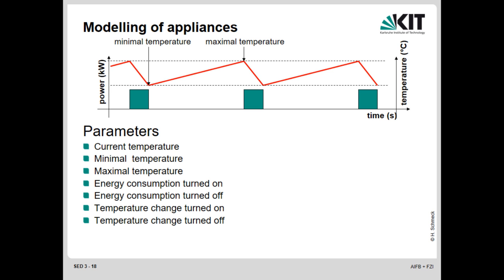Let's look at one of those devices, a typical device. A typical device could be a fridge. Like here we have the example of a fridge or of a freezer. And we assume that we have a temperature corridor that shows how we can operate that.